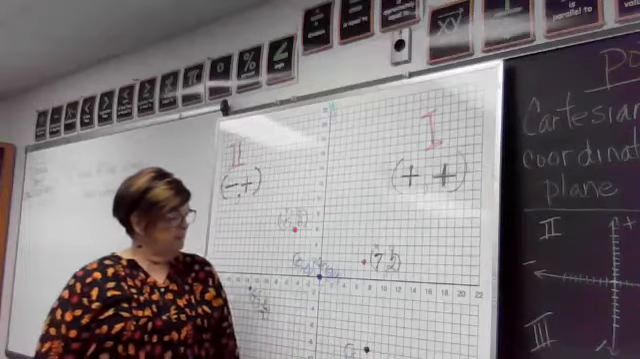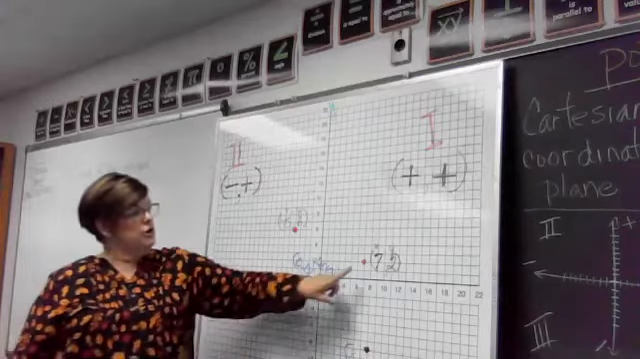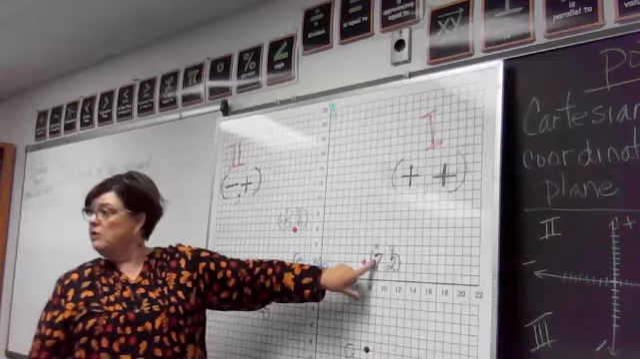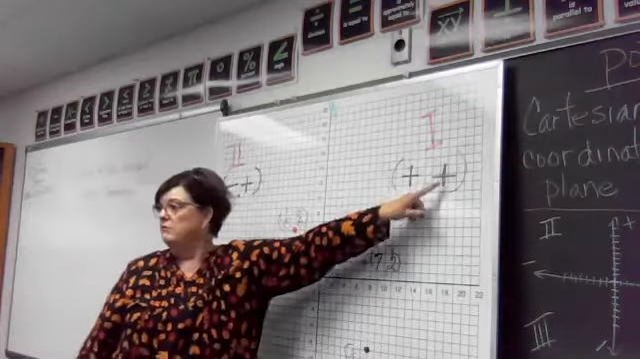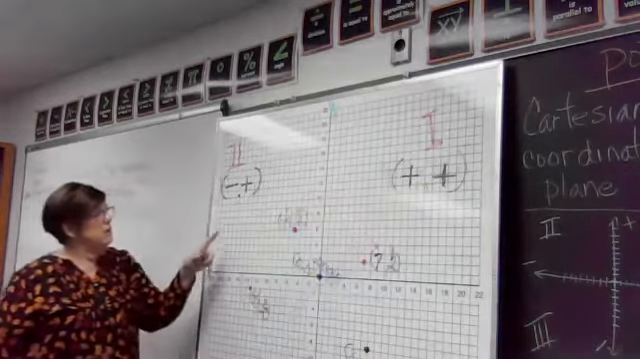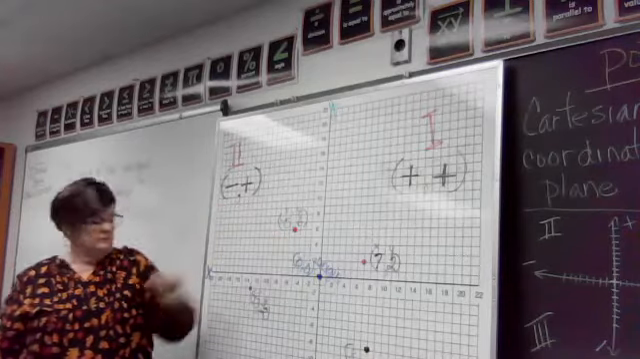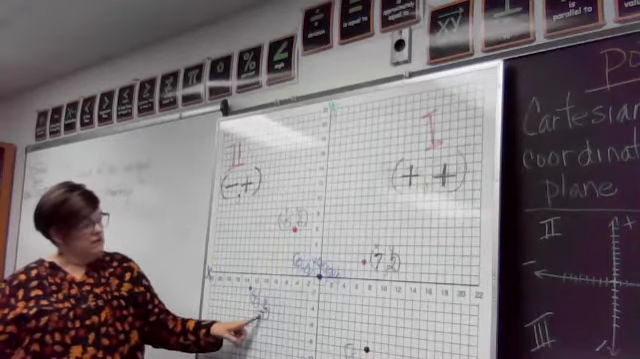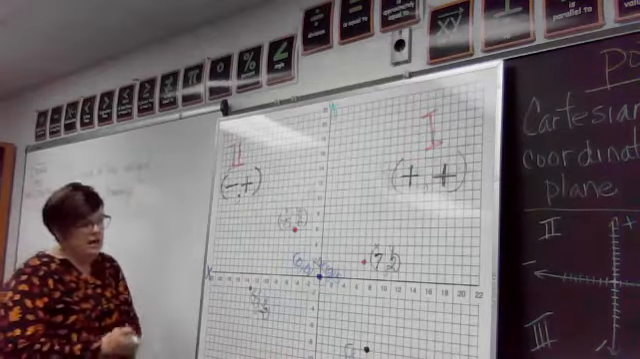Okay. And if you'll look at what we plotted a little while ago, notice that this 7 is positive, and that 2 is positive. Positive and positive, right? Did it work over here? Negative, positive, negative, negative, and positive, negative, okay? They may ask you that.